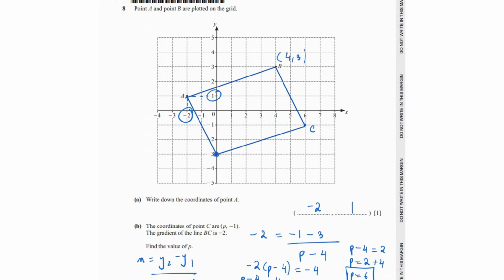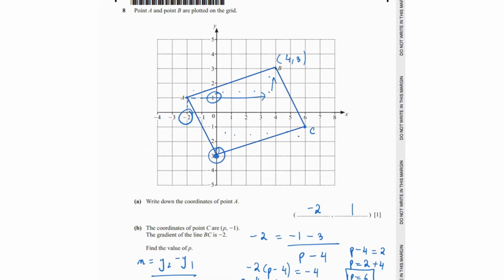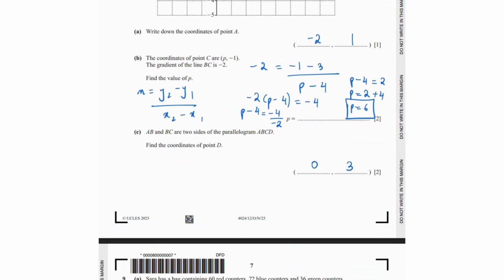We just saw what the slope is for AB. The run is 1, 2, 3, 4, 5, 6, and the rise is 2. So 6 and then 2. So the coordinates of D are going to be (0, 3). That is your answer.